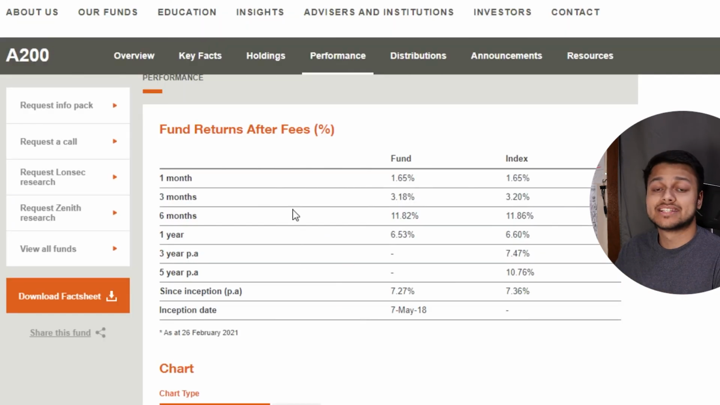Now here we can see the returns after fees, and we already went into this a little bit, but you guys can see it here again. One important thing to note is that this ETF has only been listed since 7th of May 2018, just under 3 years, so the average return can still change.